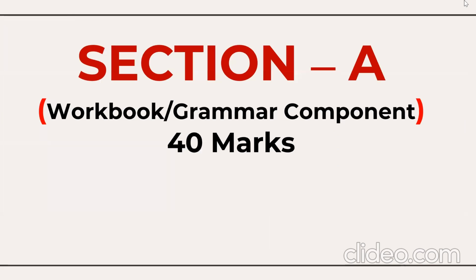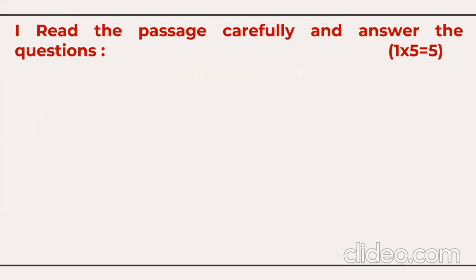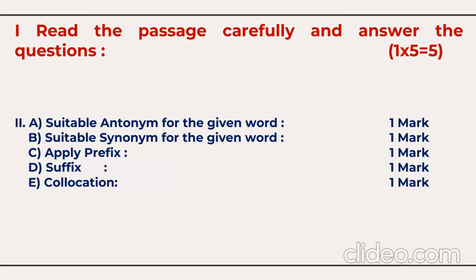Let's begin it. Your question paper is divided into two sections. Section A, workbook for 40 marks, and Section B, the coursebook for 20 marks. Your question paper will begin with a passage. A passage will be given. You need to read the passage carefully and answer 5 questions based on the passage, and each question will carry a weightage of 1 mark. So reading comprehension, 5 marks.